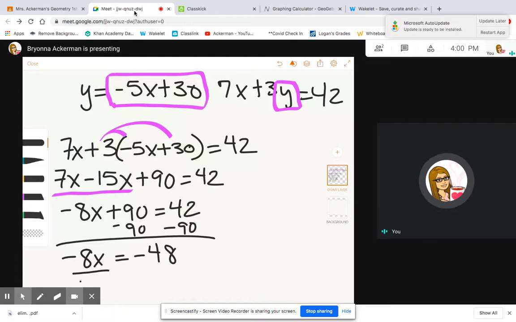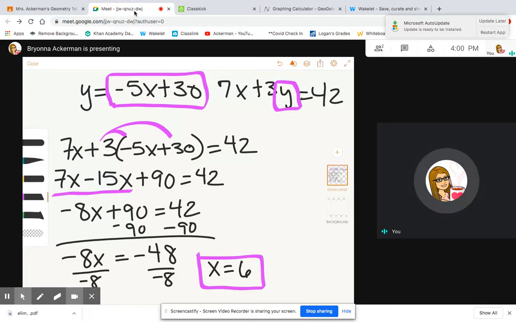Divide both sides by negative 8. And we have a negative 48 divided by a negative 8. So a negative divided by a negative is a positive. So x is going to be 6. Okay. Now we're not done because the solution is always a point.